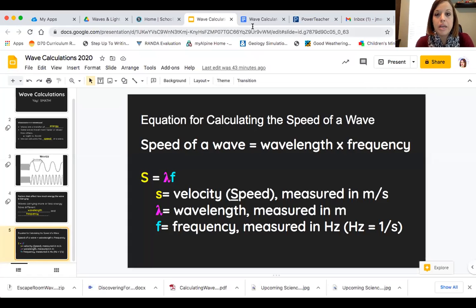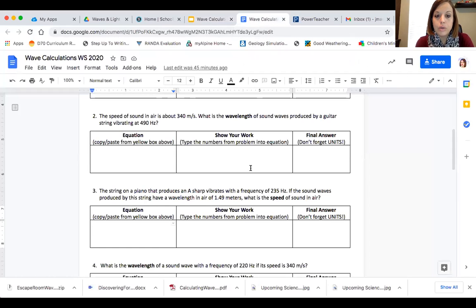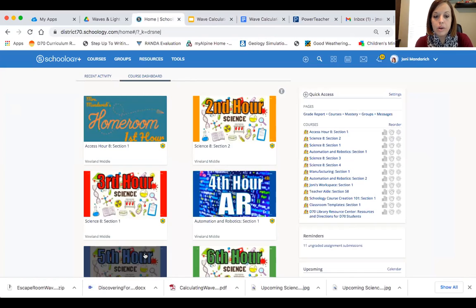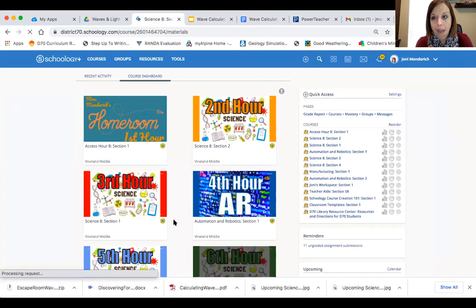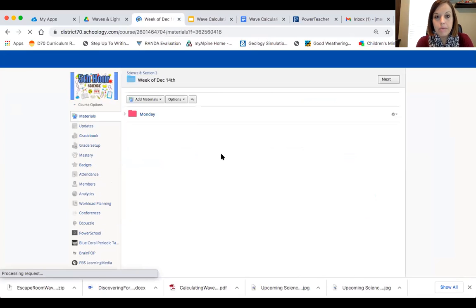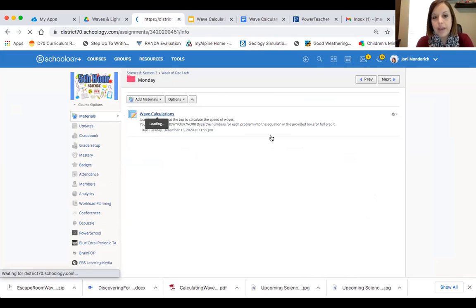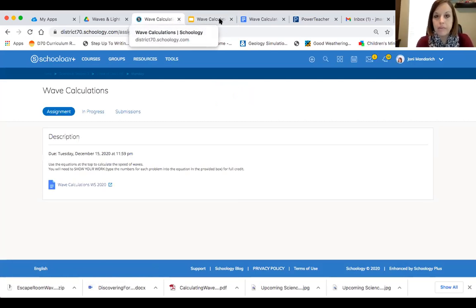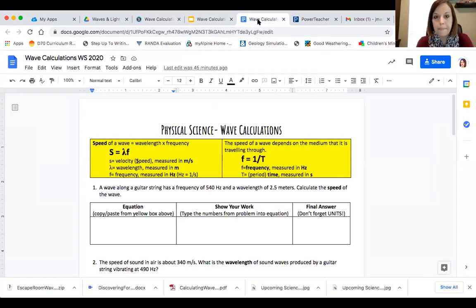Okay, so what I want you guys to do is go into your Schoology and we're gonna pull up this worksheet, okay? Wave calculations. So you can either go to 5th hour and go to today's folder, or you can click on it from your upcoming assignments. But I wanna give everybody a minute. Okay, I'm going to week of December 14th, going to Monday, and then you'll see wave calculations. I would like everybody to pull this up because we're going to look at the first couple of them together. Okay. So I'll give you another 30 seconds. Pull up this worksheet.